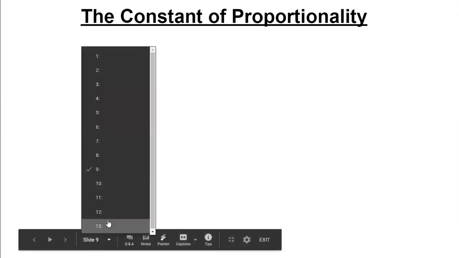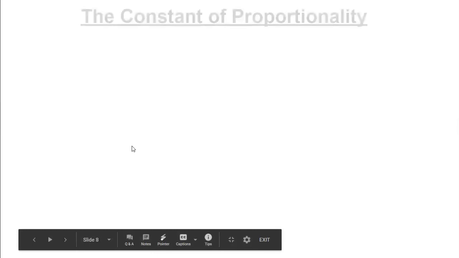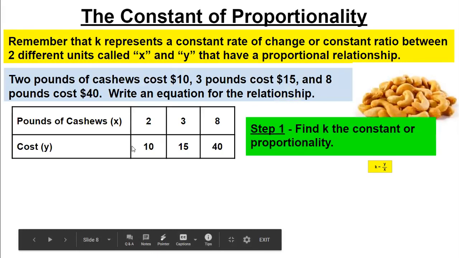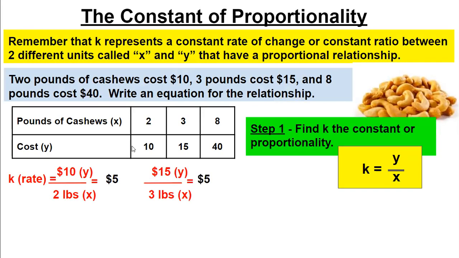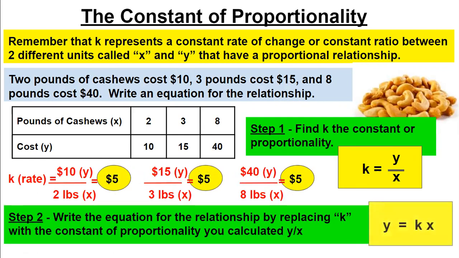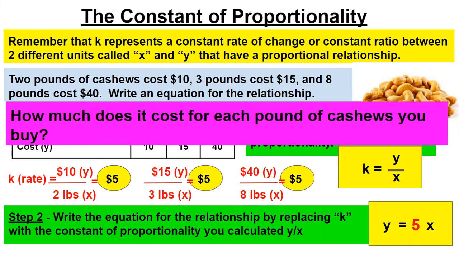Oh, I'm sorry. I'm going to go back. Can I go back? I think I can go back. How much does it cost for each pound of cashews? I'll go back to that question again. There. It costs $5. We got that right from the equation. Just wanted to make sure you knew where that was.